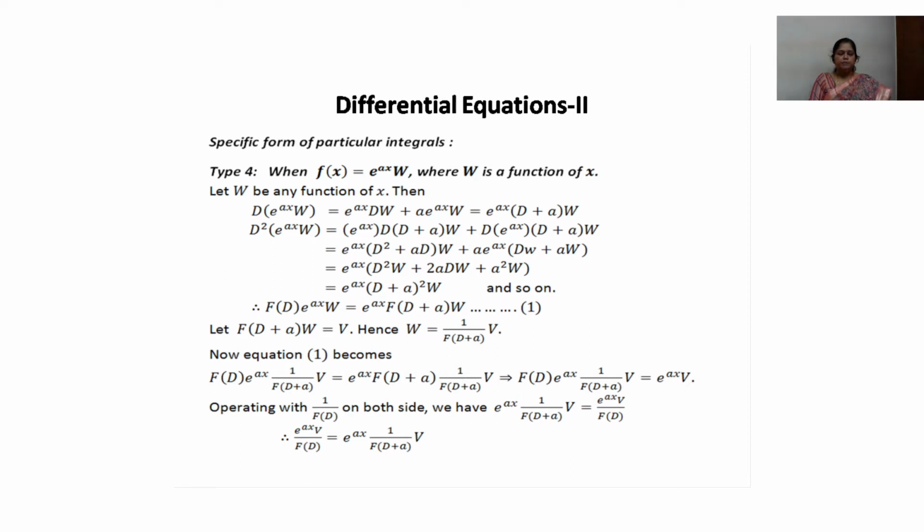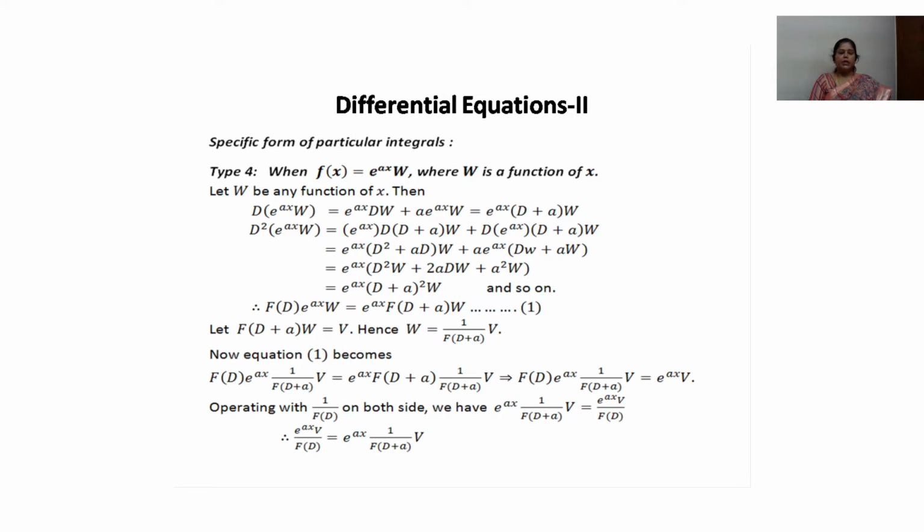Again we have to differentiate with respect to x. So we get D square of e to the power ax into w is equal to e to the power ax into D of D plus a into w plus D of e to the power ax into D plus a into w. If you multiply the terms, we get e to the power ax into D square plus aD into w plus a into e to the power ax into Dw plus aw. Now we take e to the power ax as common: D square w plus 2a Dw plus a square w. So we can write it as e to the power ax into D plus a whole square into w.